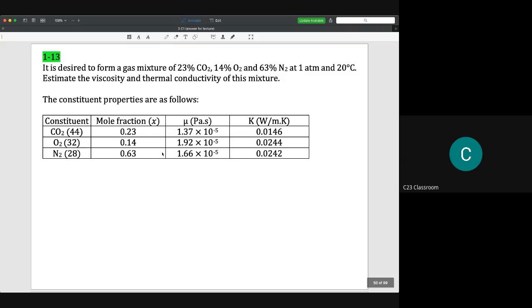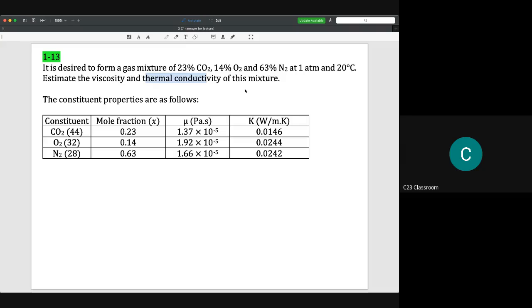Okay, so for question 1.13 here, we need to estimate the viscosity and also the thermal conductivity of this mixture. The question is, it is desired to form a gas mixture of 23% of carbon dioxide, 40% of oxygen, and 63% of nitrogen at 1 atmosphere and 20 degrees Celsius. We need to estimate the viscosity and thermal conductivity of this mixture.